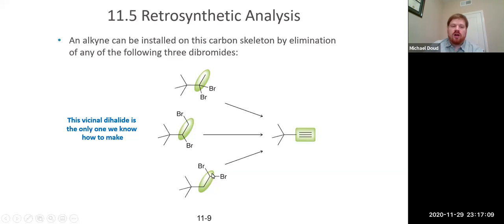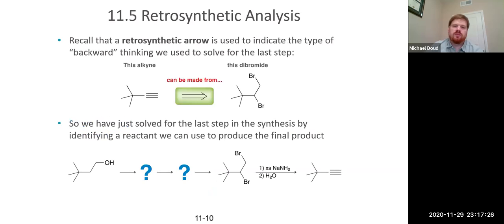Now, we don't know how to make these geminal dihalides, so the only one that we do know how to make is this vicinal one. So that's a big hint that in order to get from here to here, we're going to have to do an elimination on the vicinal dihalide. So that can be kind of a hint that you can use. I'm not going to present you with stuff that we haven't learned yet this semester.